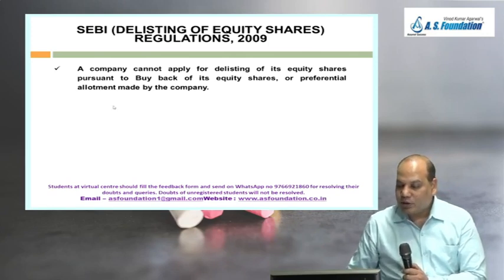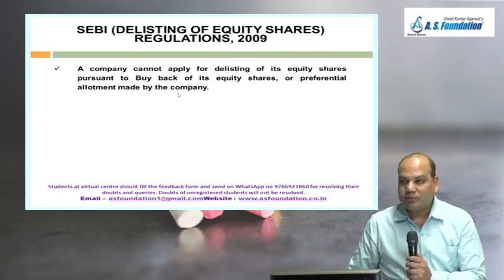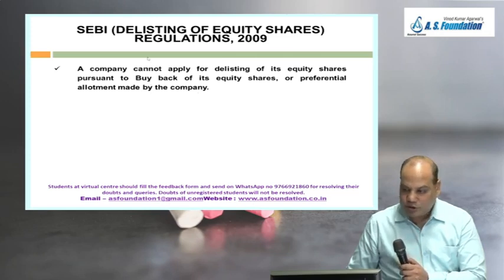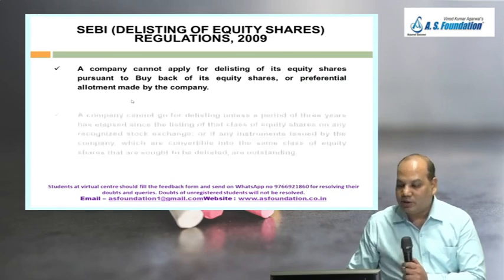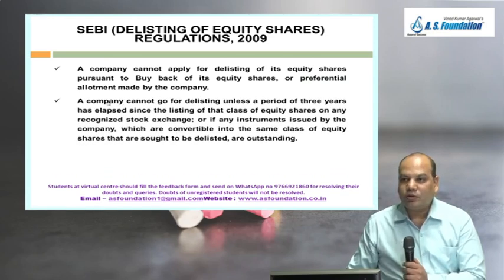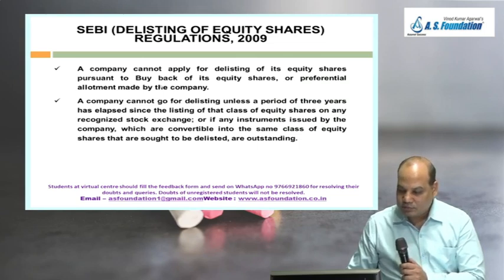A company cannot apply for delisting of its equity shares pursuant to buyback of its equity shares or preferential allotment made by the company. So this is one provision in the SEBI delisting regulation: pursuant to a buyback of equity shares you cannot apply for delisting, or pursuant to a preferential allotment made by the company you cannot apply for delisting.